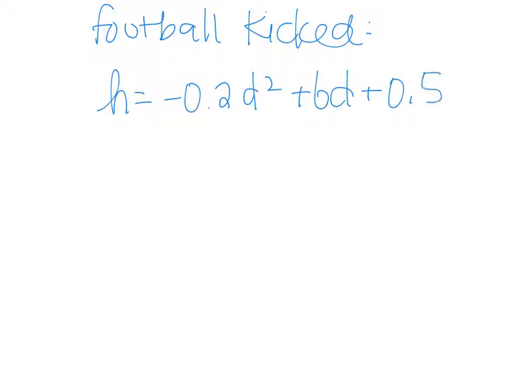Let's say that we are kicking a football and we are measuring the height in meters and the distance traveled horizontally also in meters. So those are the two things that we're looking at. And our equation of the football that's being kicked on the field follows this path. H equals negative 0.2 d squared plus 6d plus 0.5.